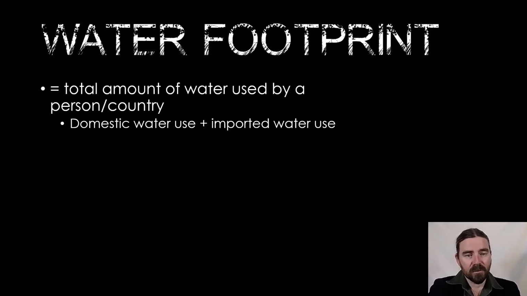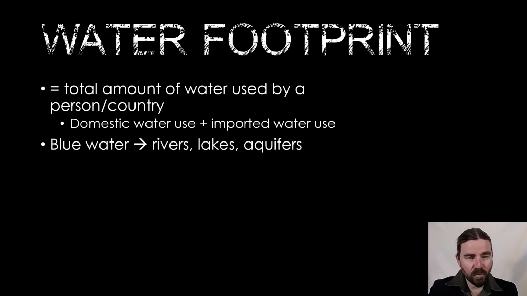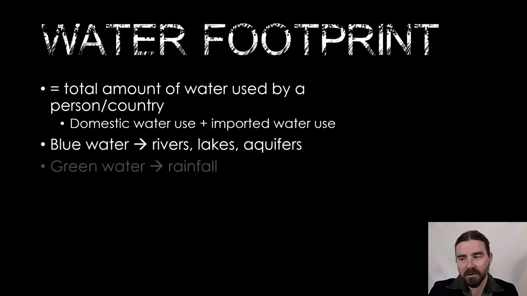Three little bits of terminology here I want to tell you about. We've got blue water, and that's all the water that's in rivers and lakes and aquifers. Remember, an aquifer is an underground water source, like an underground cave with water in it. Where if you have a bore, it's sucking water out from an aquifer using some kind of tunnel. We've also got green water, and that's all the water that's stored in plants from rainfall.